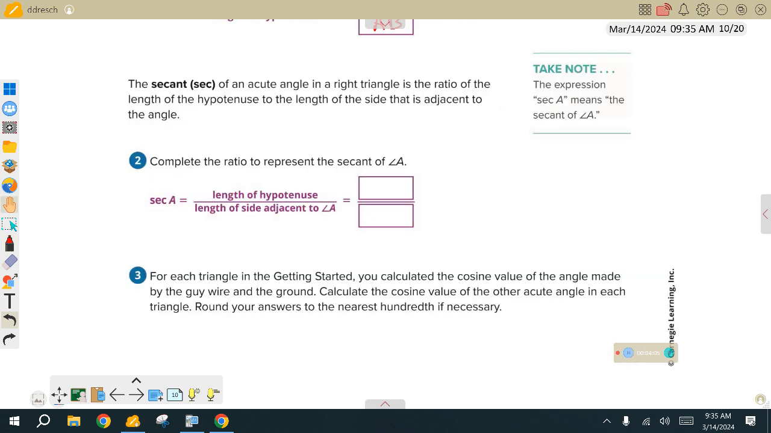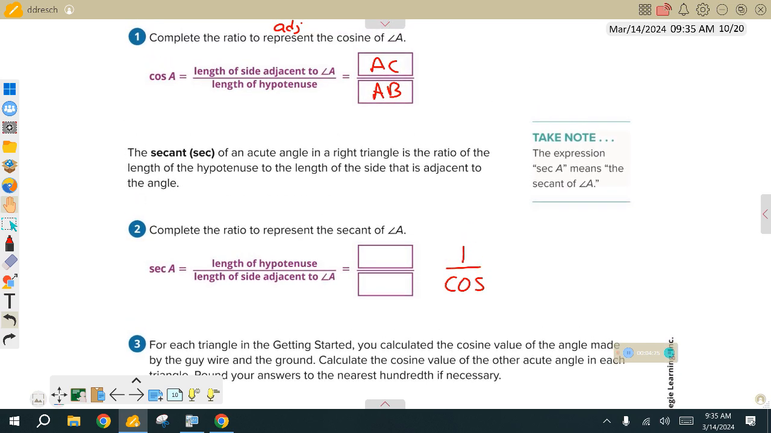Forgot to record that. What would you call the secant ratio? In this instance, it's hypotenuse over the adjacent, so what's it going to be? AB over AC. Now, I never remember it as hypotenuse over adjacent. I always remember it as the reciprocal of cosine. I don't have a great mnemonic device there. I just have to remember that secant goes with cosine.